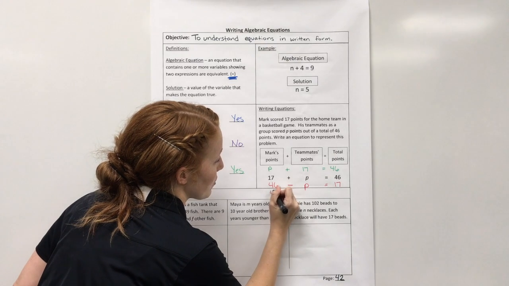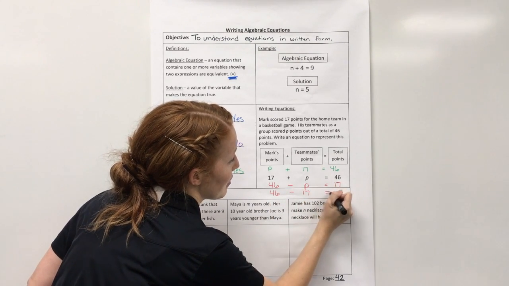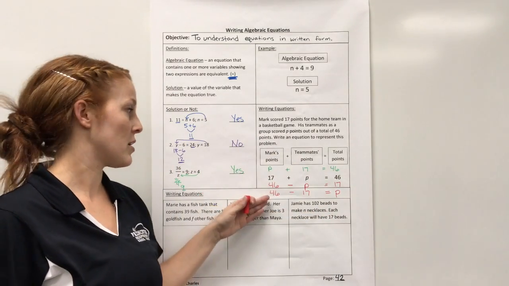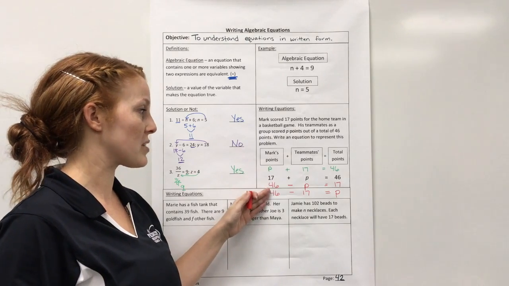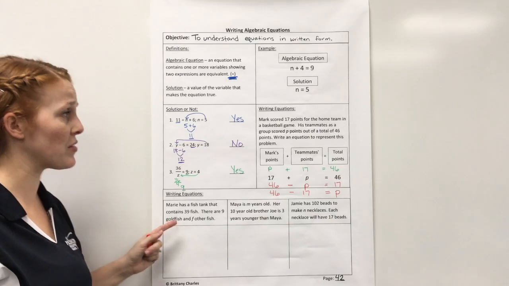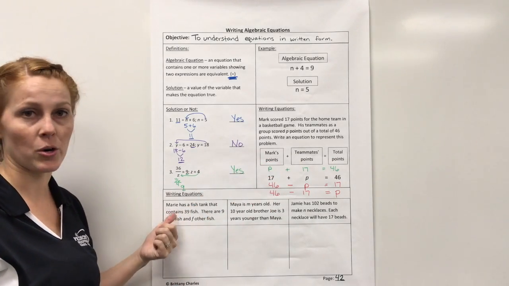Or I could take 46 and subtract Mark's points and be left with the team's points. So remember, this is called a fact family. So any of these would be acceptable to match this situation. All right, so now we have another situation, and we're going to try to see if we can come up with all the equations that would go with this.